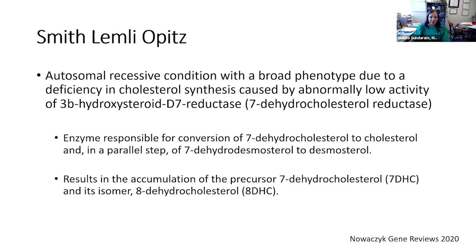Not surprising to this audience, I think we all understand that SLO is an autosomal recessive condition that has a very broad phenotype. Certainly that applies to the GI manifestations of this disease as well, and is due to a deficiency in cholesterol synthesis that's caused by abnormally low activity in the 3-beta hydroxysteroid D7 reductase. And as a result of that, in the end, patients have low cholesterol.